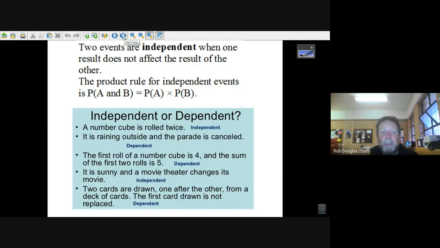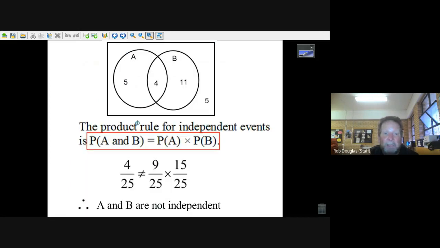But how does this idea of independence and dependence come up in exam questions? Well, if they want you to test to see if two events are independent, this is what you do. First, write down this formula. The test for independence is the probability of A intersection B, A and B, equals the probability of A times the probability of B.